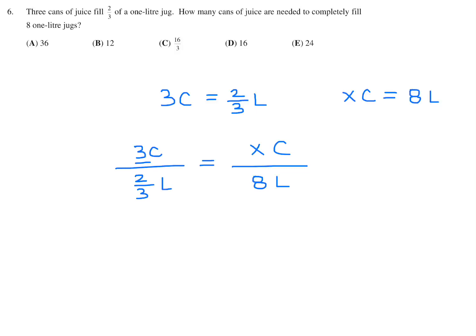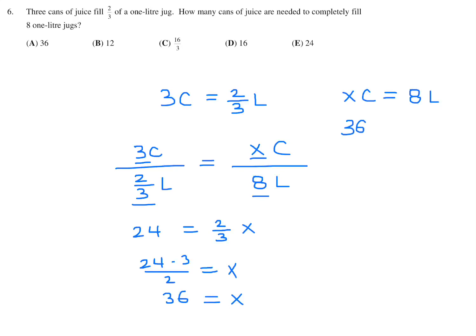So we got 3 cans and 8 liters, so that looks like 3 times 8 is 24, and then just use the numbers 2 over 3 times x, like that. So this looks like 24 times 3 divided by 2 is x. 24 divided by 2 is 12. 12 times 3 is 36. So that means that 36 cans are equivalent to 8 liters. And therefore, number 6, the answer is A.